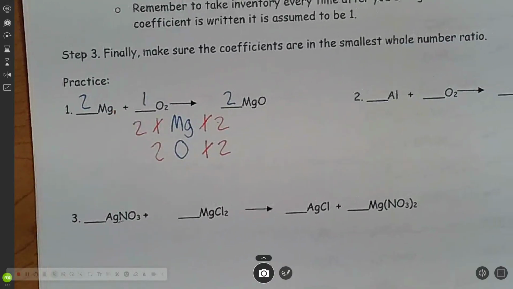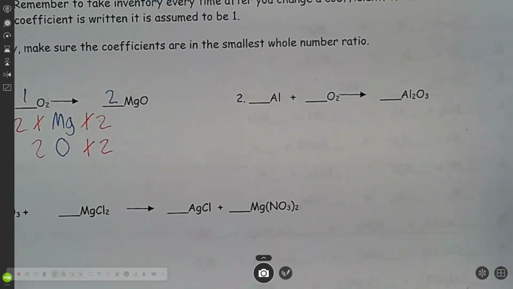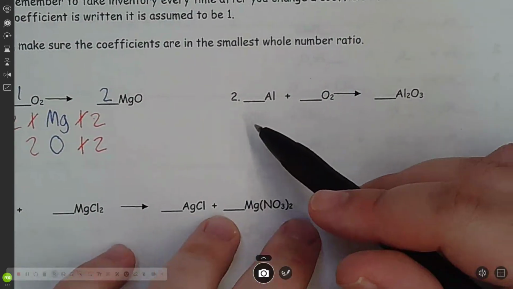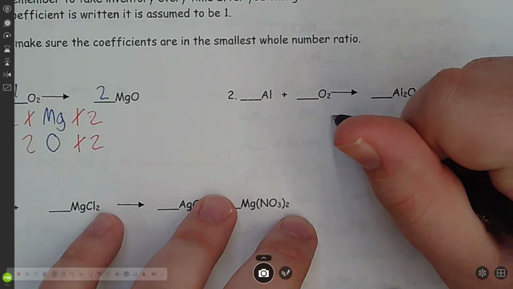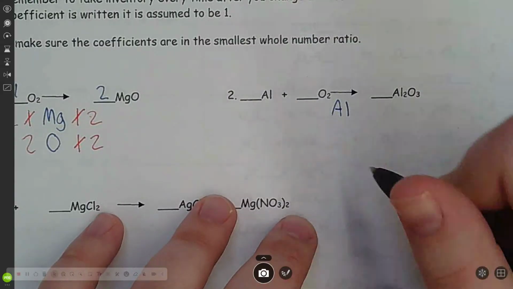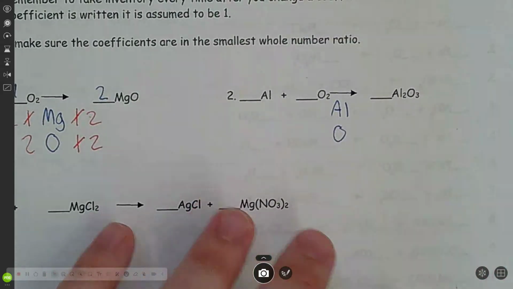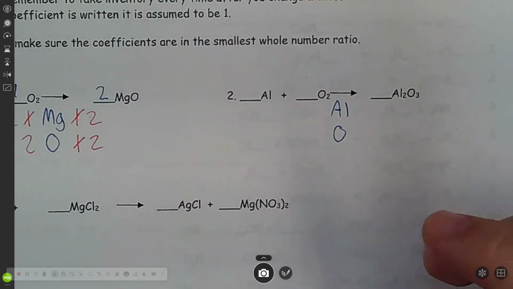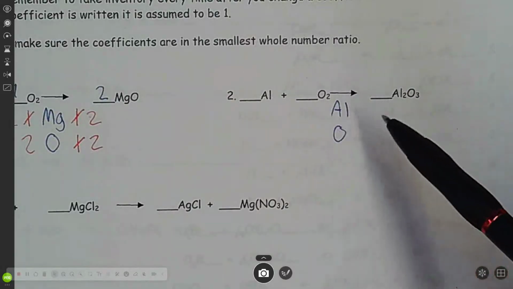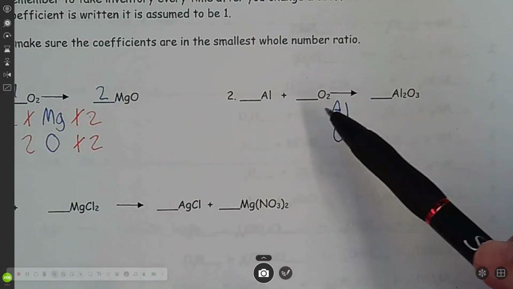Let's go through another one. Here, I'm going to do the same thing I did for number 1. I'm going to write out all of the elements that are present. So I've got an aluminum, I've got an oxygen. And I really like this type of problem because as you get the hang of it, it kind of feels like you're solving a puzzle. So let's see how we solve this puzzle.